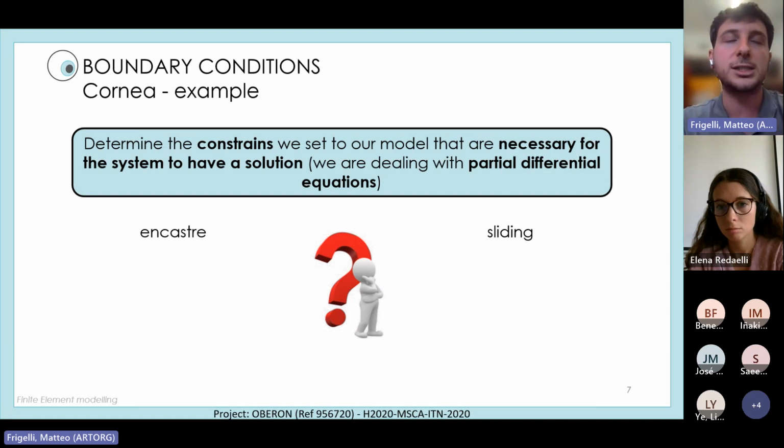So then what's the right boundary condition to assign? This is actually a very challenging part of the modeling process, because the right boundary conditions really change the output of the simulation, and choosing the right boundary condition determines how realistic your model will be.